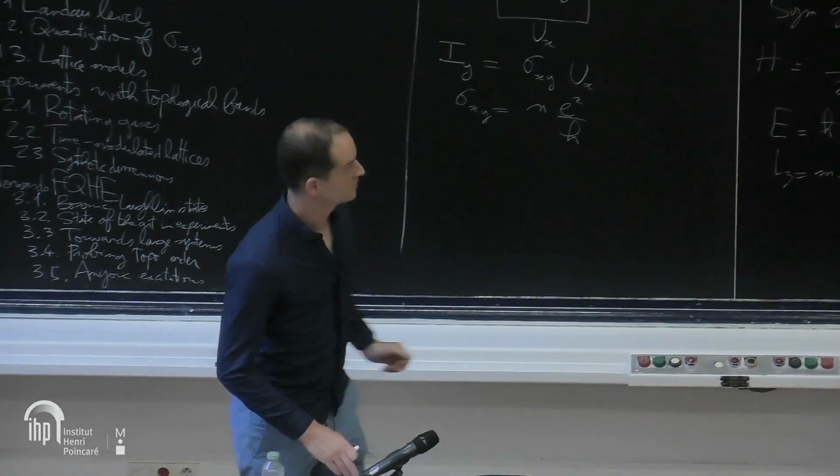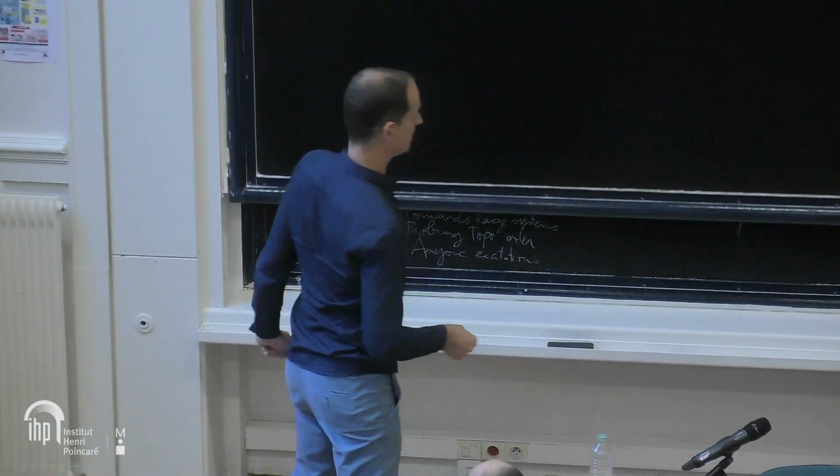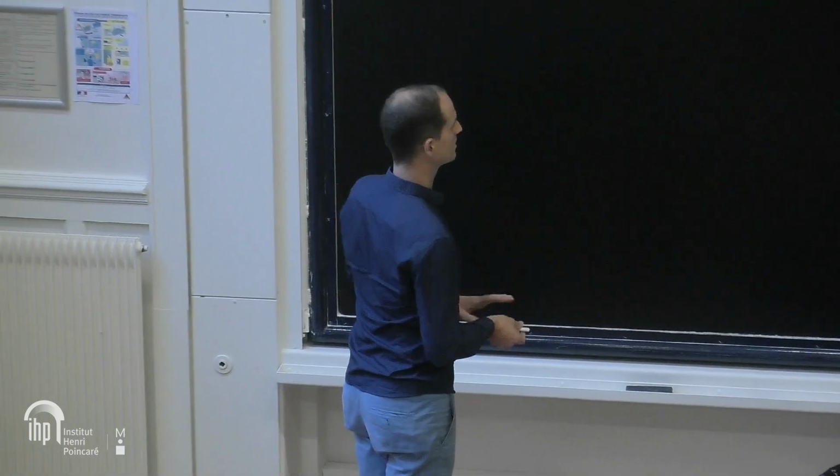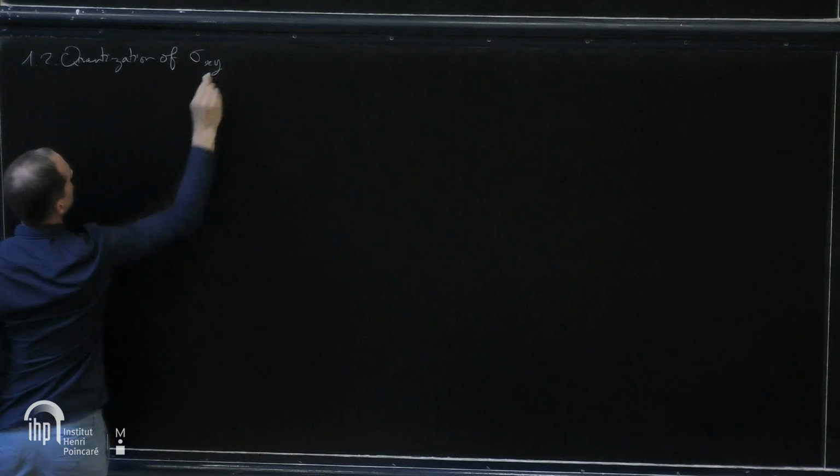So, final word on Landau levels. How to understand the quantization of the Hall conductance. So it's part 1.2, quantization of sigma xy. So I will keep again a geometry with a rotational symmetry.